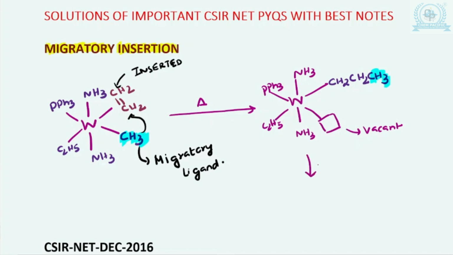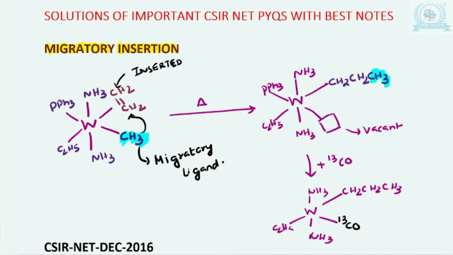Okay. And then if you do isotope labeling here, this will definitely occupy the vacant space. So definitely this is going to occupy the vacant space if you do isotope labeling. And the rest is the complex formation of the product. Okay, so this migratory insertion that I showed you here, you will see that many exam questions have come on this concept.